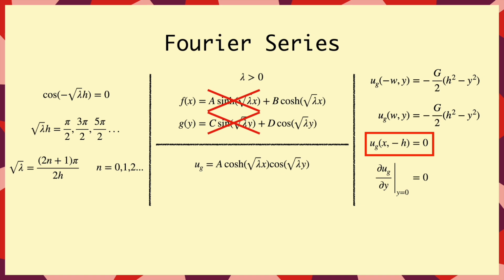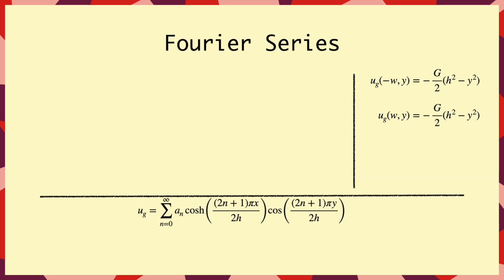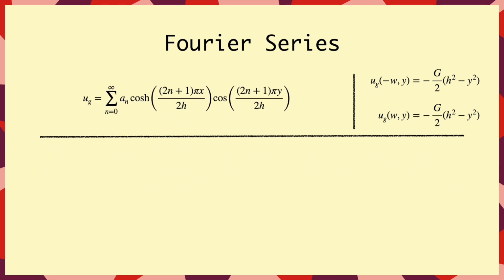Well, it's actually all of them. In the same way that we're going to add together our particular and general solutions, we can add together any combination of these cos times cosine terms to meet our remaining boundary conditions. So that means our ug is now an infinite sum with a different constant for each value of n. And these constants will be determined by our top two boundary conditions, just like solving any other differential equation.